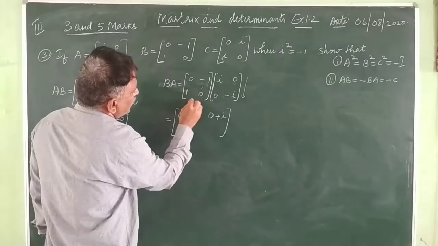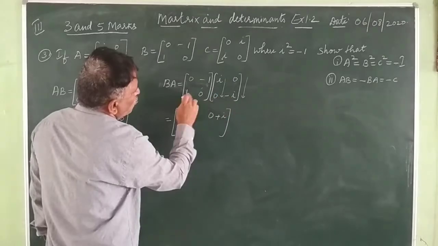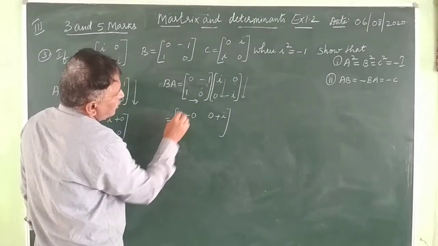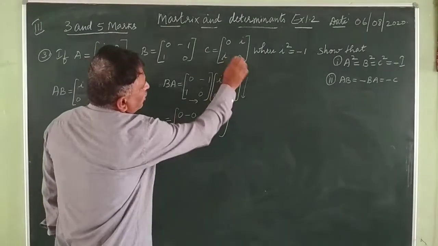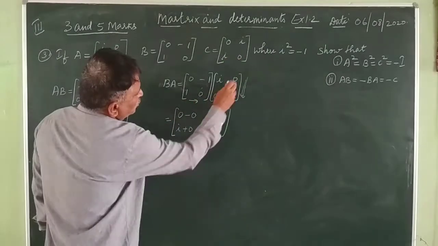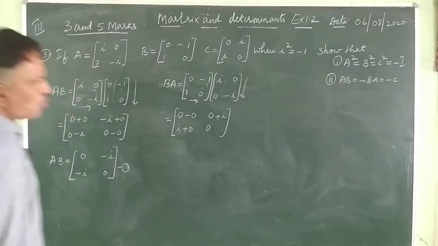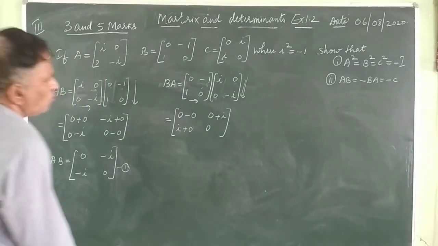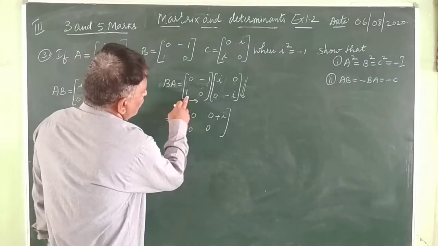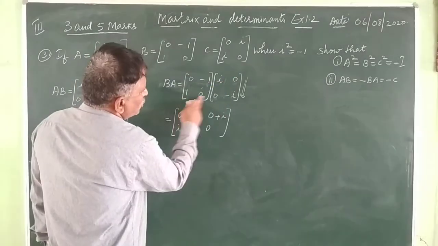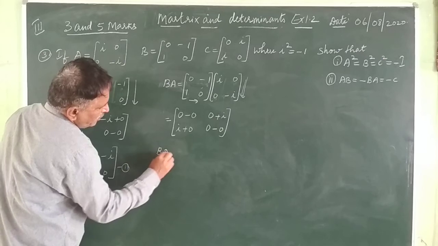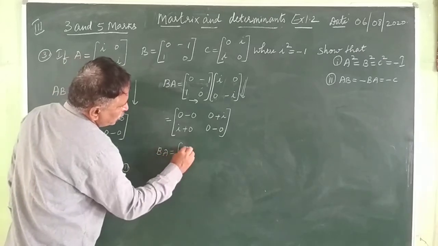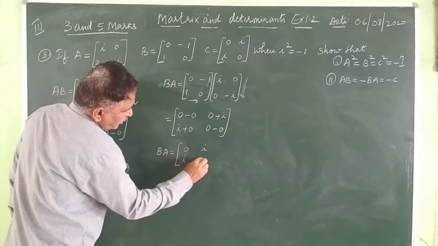Next, second row, first column. 1 into I. 0 into 0, 0. Next, second row, second column. 1 into 0, 0. 0 into minus I, minus 0. So BA is equal to 0, I, I, 0.